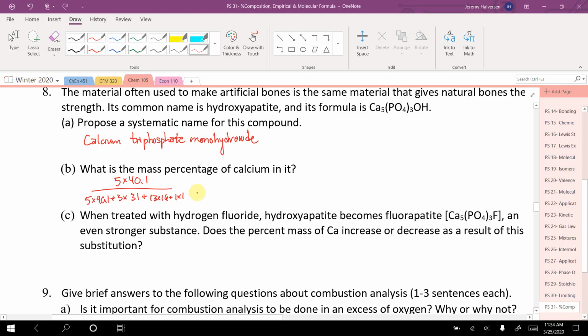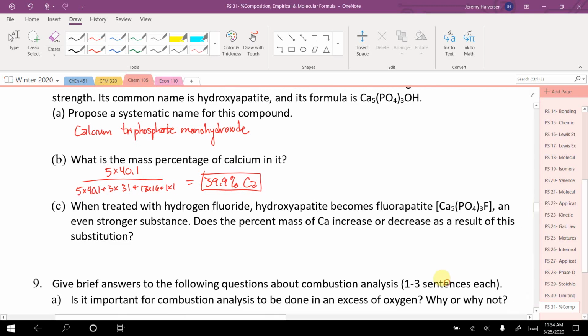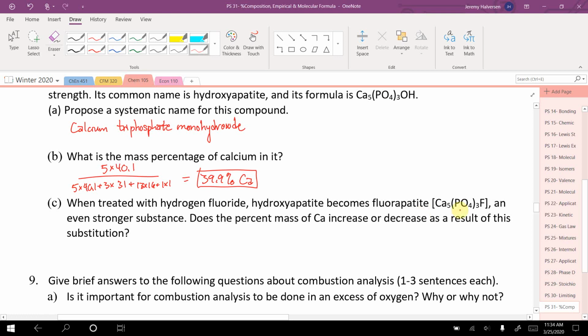I got that we get a mass percent of 39.9% calcium. When treated with hydrogen fluoride, hydroxyapatite becomes fluorapatite, this guy, an even stronger substance. Does the percent mass of calcium increase or decrease as a result of the substitution? All right, so does the percent mass increase or decrease?